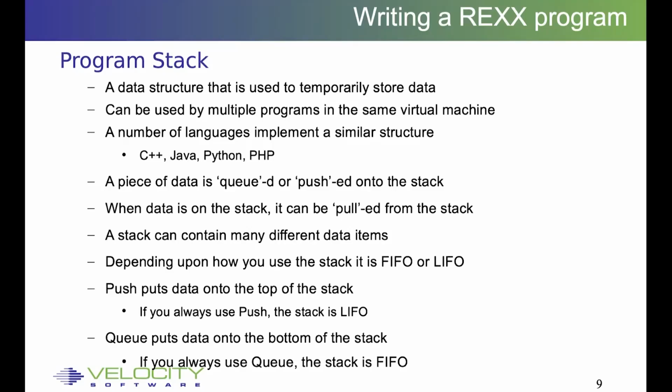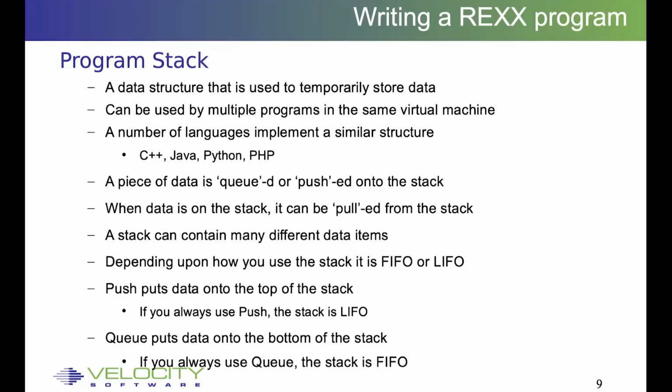Depending upon how you use it, the stack is either a FIFO stack or a LIFO stack. FIFO stands for first in, first out, which means if you're using the queue command, queue writes items into the stack, sort of like you would write into a file. It's one record after another, just like writing into a file. If you pull something off the stack, the first item that was put onto the stack is pulled off when you're using queue.